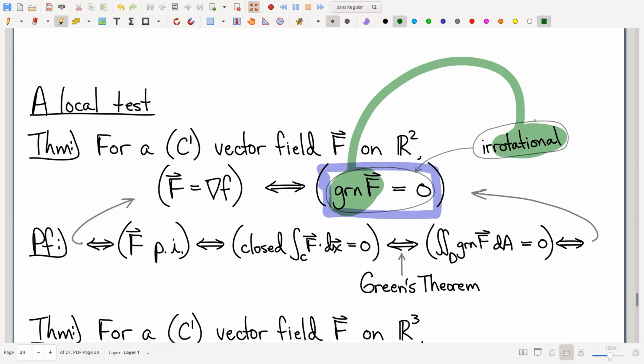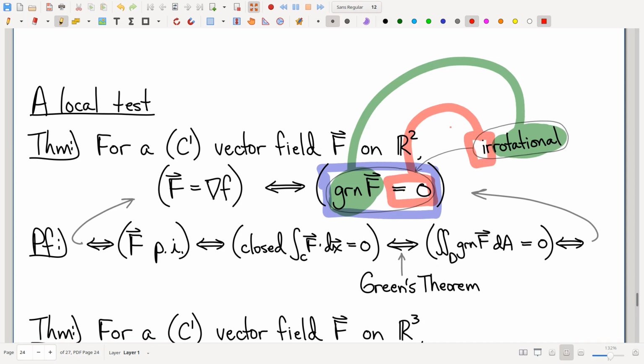Green's operator is circulation density. It's directly proportional to how much circulation is happening in a little small region, right? So Green's operator is measuring how much the fluid has a rotation, and so that being zero means that there is no rotational aspect to the fluid, and thus the term irrotational.